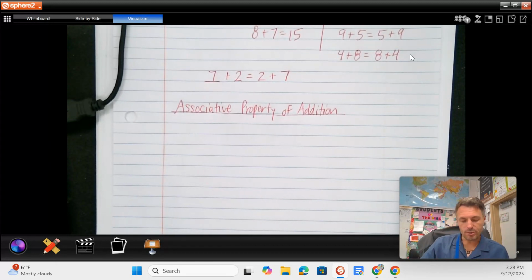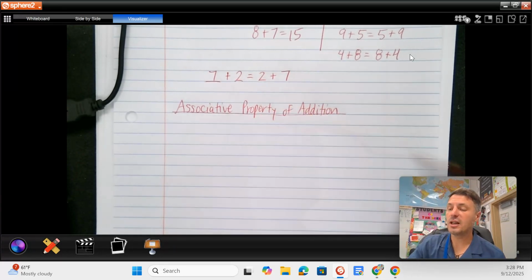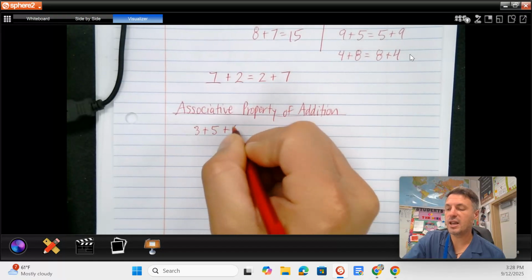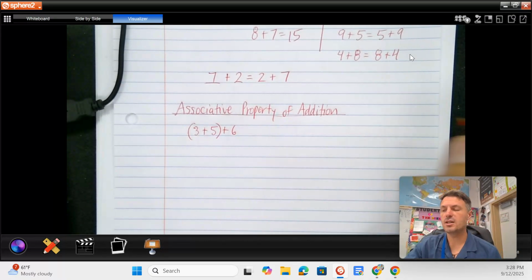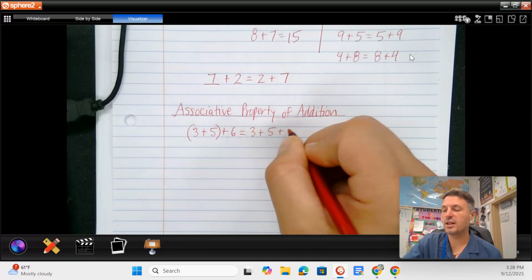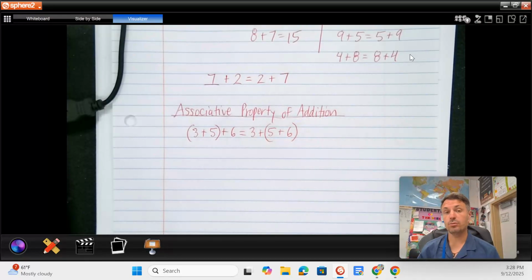The associative property says that the way in which numbers are grouped does not change the sum. And the way we group numbers is with parentheses. So here's an example of the associative property. 3 plus 5 plus 6 with the 3 and the 5 in parentheses equals the same thing as 3 plus 5 plus 6 with the 5 and the 6 in parentheses. So notice on this one, the numbers didn't move, the parentheses moved. The numbers didn't move, the way they were grouped changed.